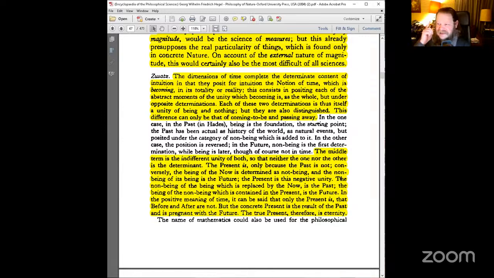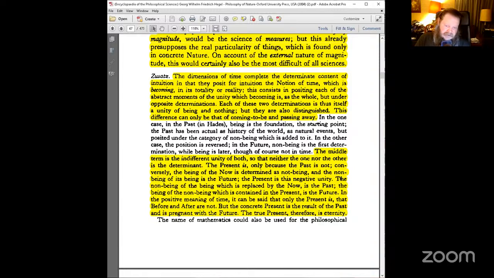The present is only because the past is not. Conversely, the being of the now is determined as not being, and the non-being of its being is the future. The present is this negative unity. The non-being of the being which is replaced by the now is the past. The being of the non-being which is contained in the present is the future.